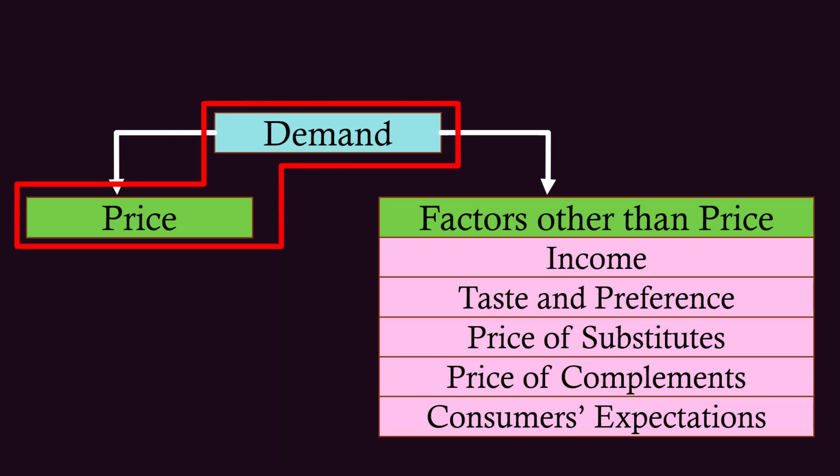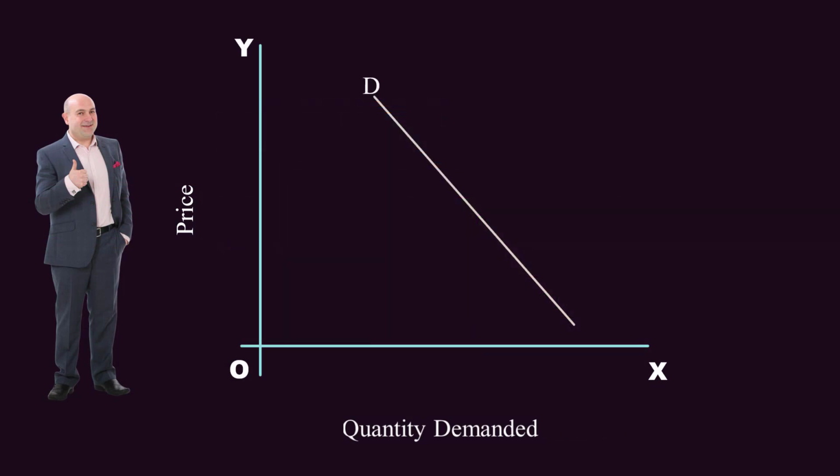Change in quantity demanded is caused by change in price alone. All other factors remain constant. Change in quantity demanded takes two forms. This graph will help you to understand this phenomenon.